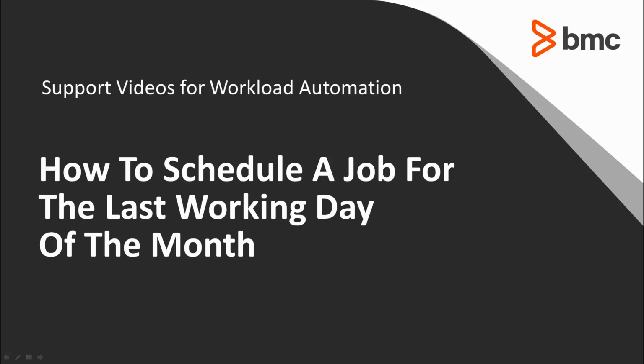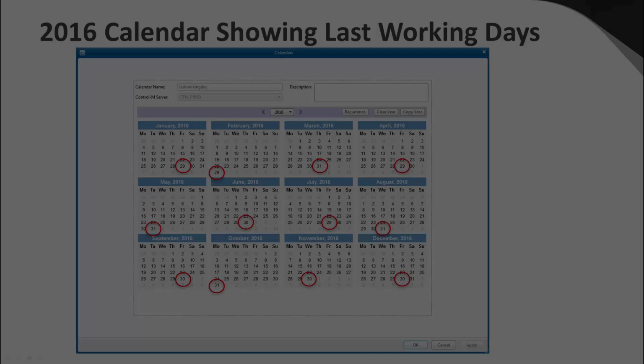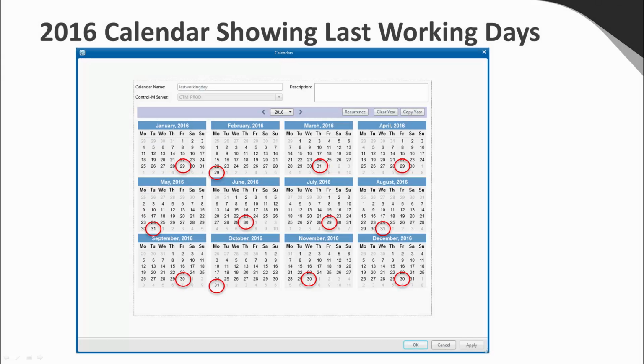This video will demonstrate how to schedule a job to satisfy the regular business requirement to have a job order on the last working day of the month. Often, a business will have the need to have a job or application run on the last working day of the month, not the last Friday or last calendar day.